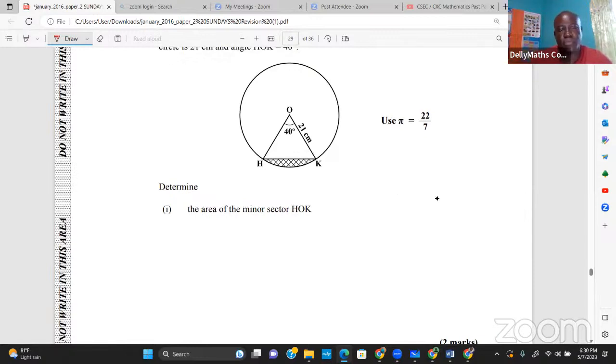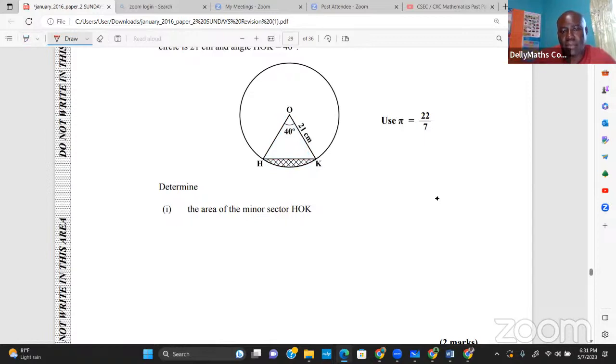What do they want? They want us to determine the area of the minor sector. Now, the minor sector area is the entire thing here. That thing that looks like a nice cut of cheese is what we call the sector. All of that, right? That's what we're about to find. Let's go for it.